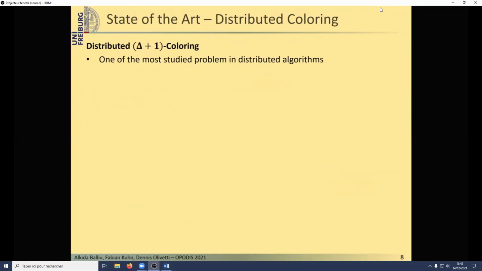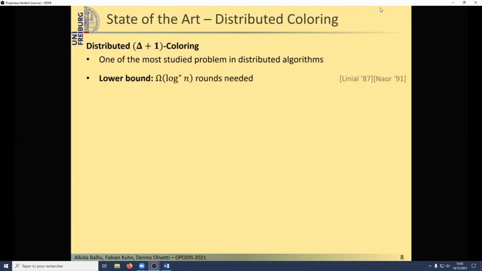Okay, so let me talk a little bit about what we know. Let me start with standard coloring and then go to fractional coloring. I cannot give you a remotely complete overview of what has been done. This is really one of the most studied problems in distributed algorithms.